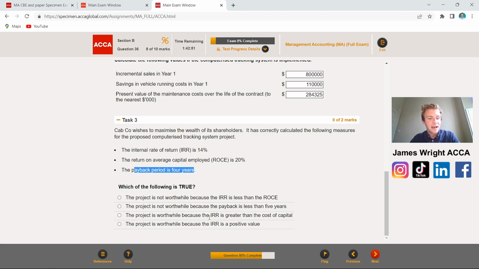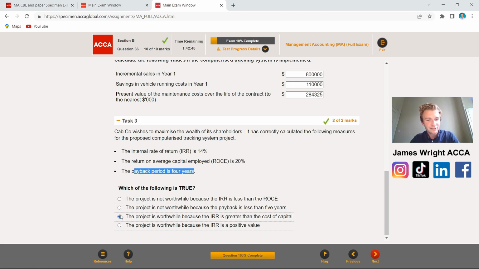The project is worthwhile because the IRR is greater than the cost of capital. Now, this is the correct answer. If you haven't already, have a look back at your core text to see how an IRR line interpolates, because the key fact to get written down is that when the IRR, so at 14%, gives you an NPV of the project of nil, it's not generating any economic wealth and it's not reducing any.